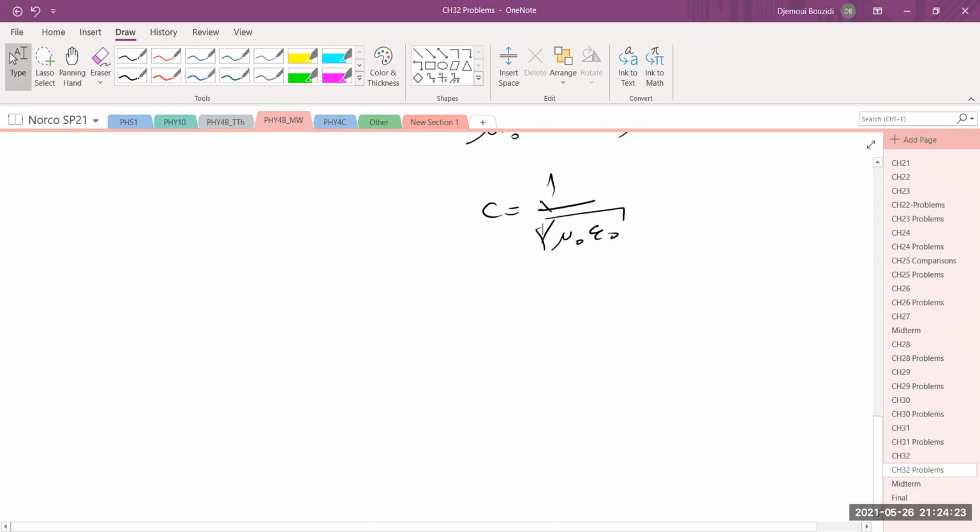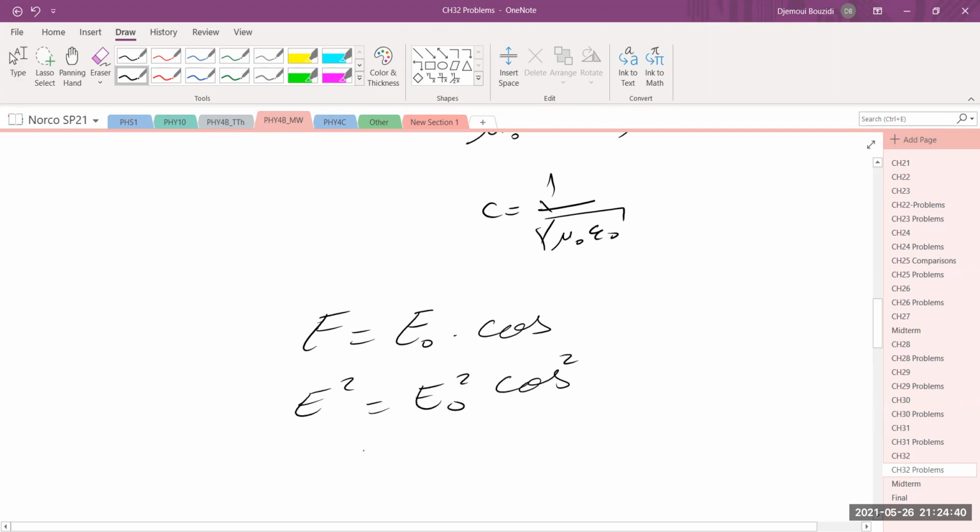So E itself is a cosine or a sine. E itself is some E amplitude times a cosine of some kx or kz or something minus ωt. When I square it, it's going to be E squared equal to E naught squared times the cosine squared. When I average this quantity, this quantity is constant, so it has no average. And the average of a cosine squared, if you remember from chapter 31, or the average of a sine squared, is exactly 1/2. So this is just 1/2.